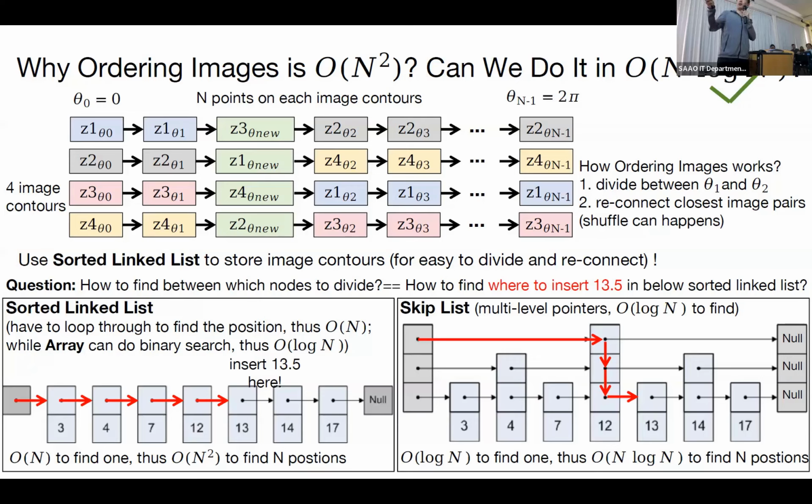and then we go to 12, we find 12 is smaller. So we go to this one and find it's a null pointer, then we go back and go to the next level, and go to 14, find it's larger, then we go back, go to the next level, and we go to 13, it's smaller, and go to 14, it's larger. So we know we will insert it between these 2 nodes. So you see, it's a log algorithm to find 1. It's n log n to find n positions. So we achieve our original goal.